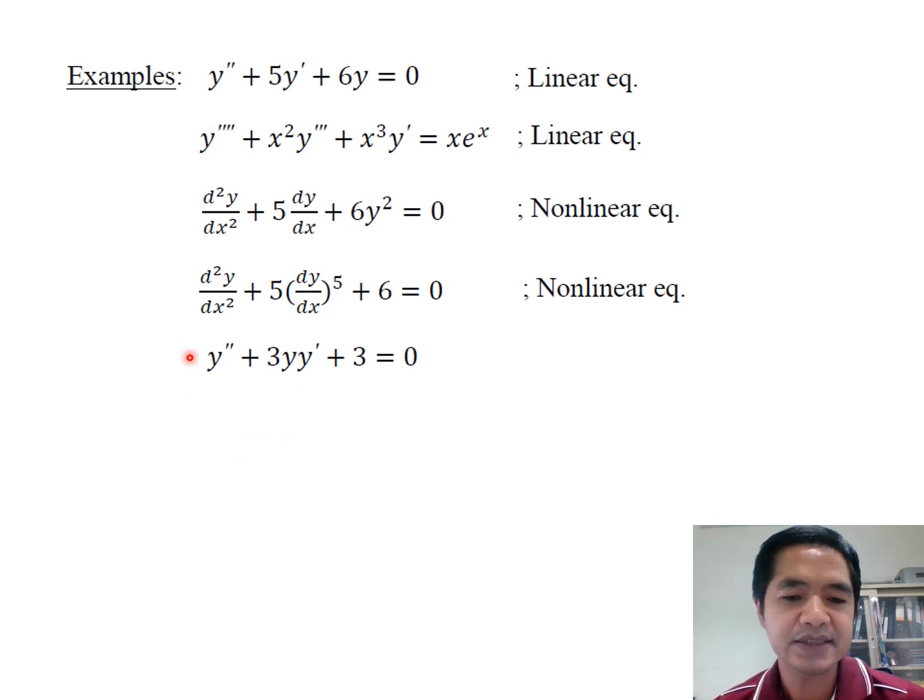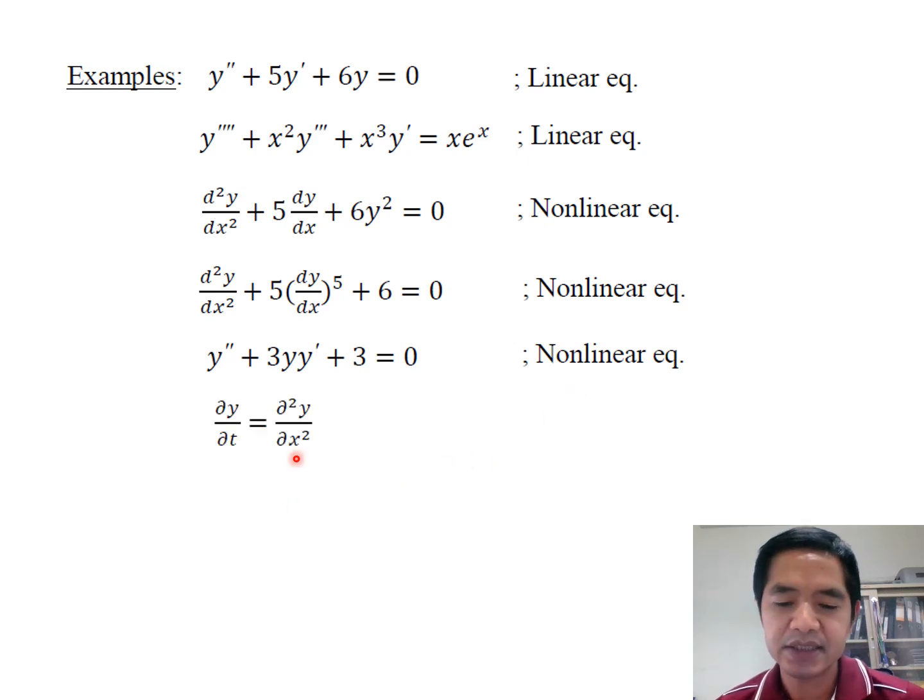So next is y double prime plus 3y times y prime plus 3 equal to 0, and when you look at this, the term is the multiplication product of the derivative and the y. So this one does not follow the linear form. So this one is a nonlinear equation.